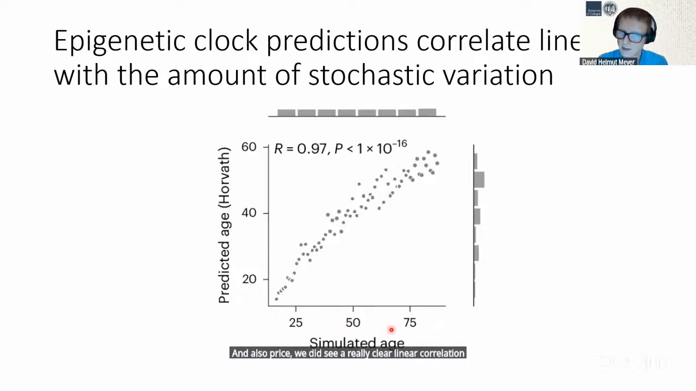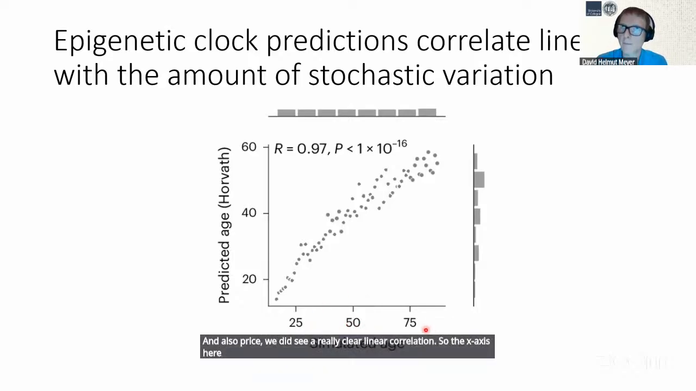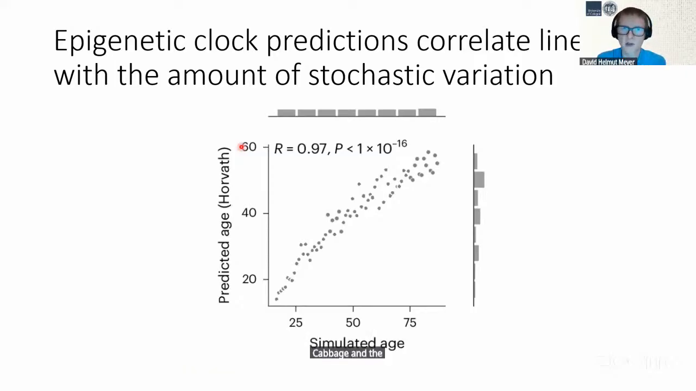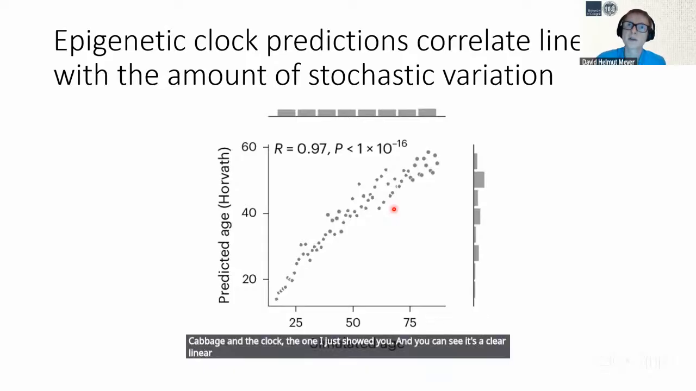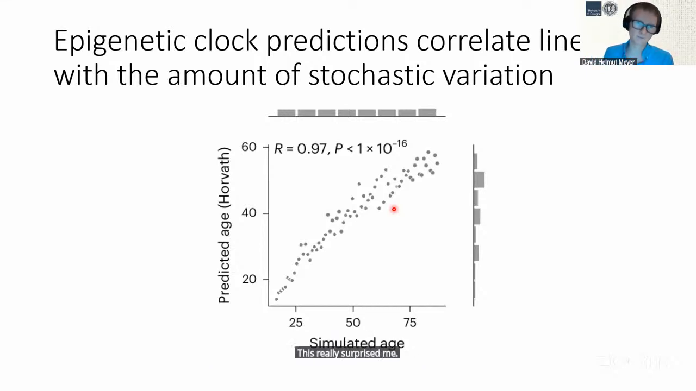So the x-axis here is simulated age, so how much noise we added, up to 100 times. And the y-axis is the predicted age with the Horvath epigenetic clock, the one I just showed you. And you can see it's a clear linear correlation. The more noise we add, the older the predicted age. This really surprised me. I didn't think this would happen.